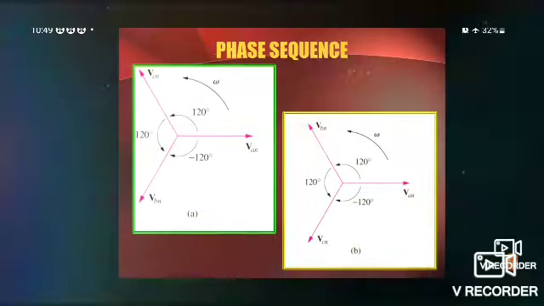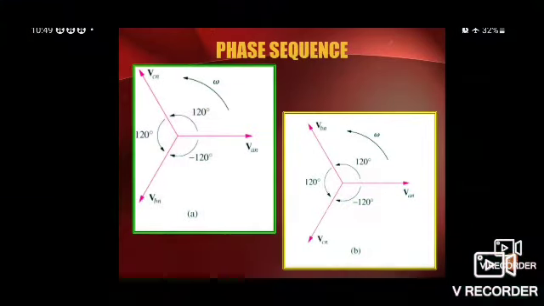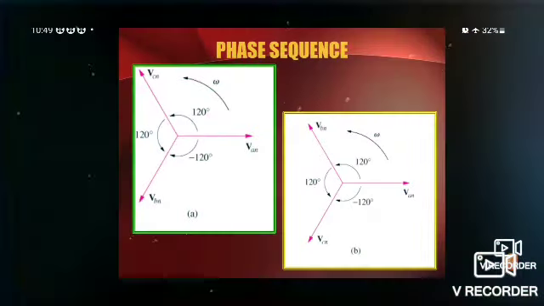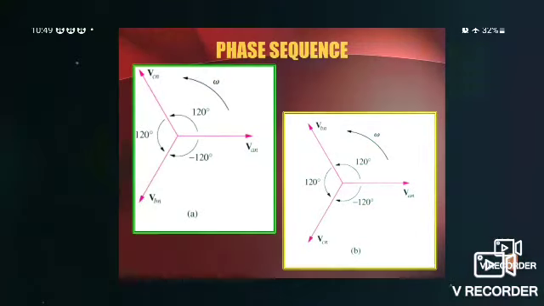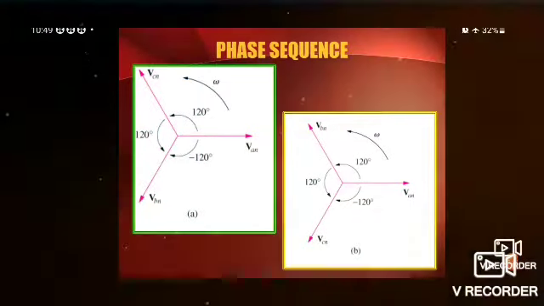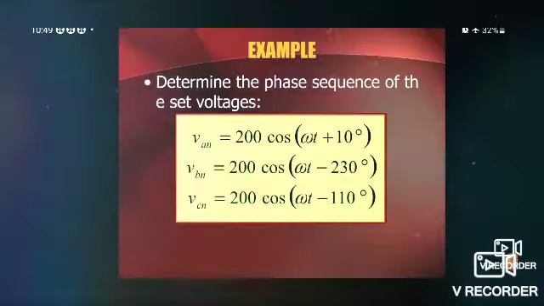First one is positive sequence. Second one is negative sequence. In the positive sequence, Vcn leads the Van by 120 degree. In the negative sequence, Vbn leads the Van by 120 degree.